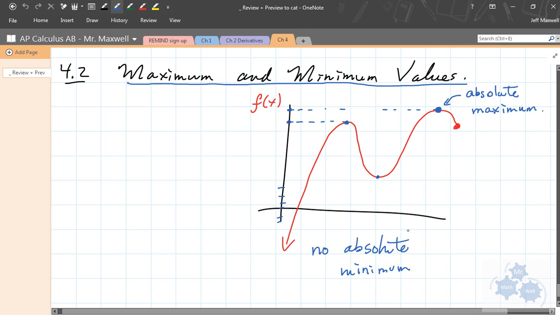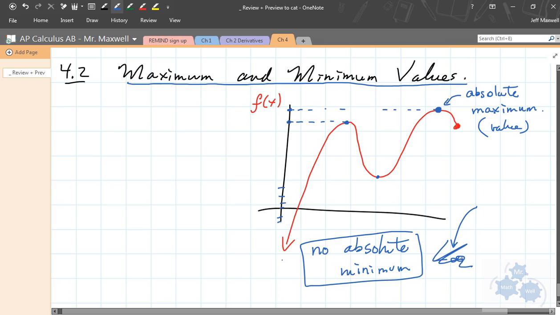The question was, can we say the absolute minimum is negative infinity? My answer for now is we're going to stick with no absolute minimum, because when we talk about an absolute maximum or minimum, we are referring to a value, okay? And if we say the absolute minimum in this case is negative infinity, we're basically giving negative infinity a value, which doesn't make sense. Negative infinity is not a value, so we won't say that. I don't know if you'll ever see that. You might see that someday, but it would be better to say there's no absolute minimum here.